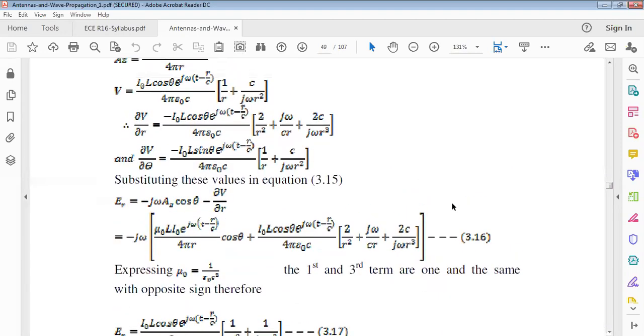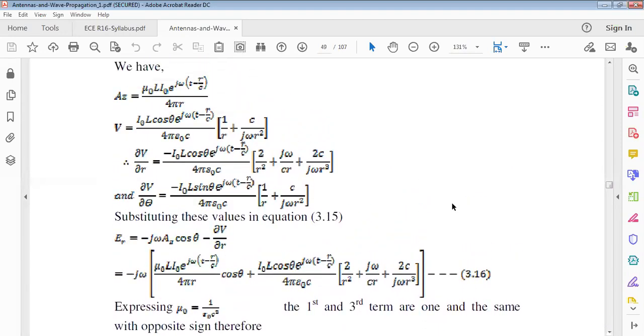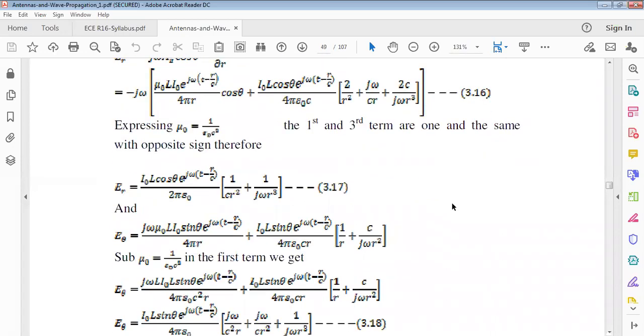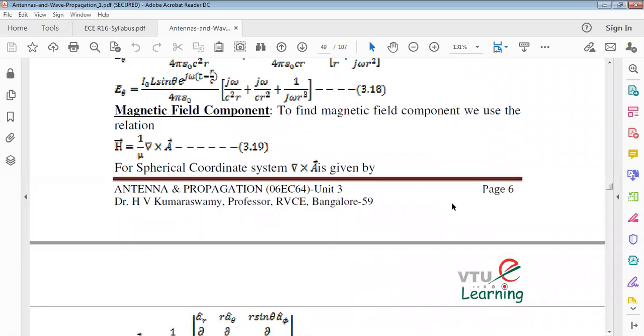Okay, these are the expressions. ER expression, similarly E theta expression. Okay, what it means, H equal to 1 by mu into del cross A. Okay, do you know how it is derived? And how it is modified?